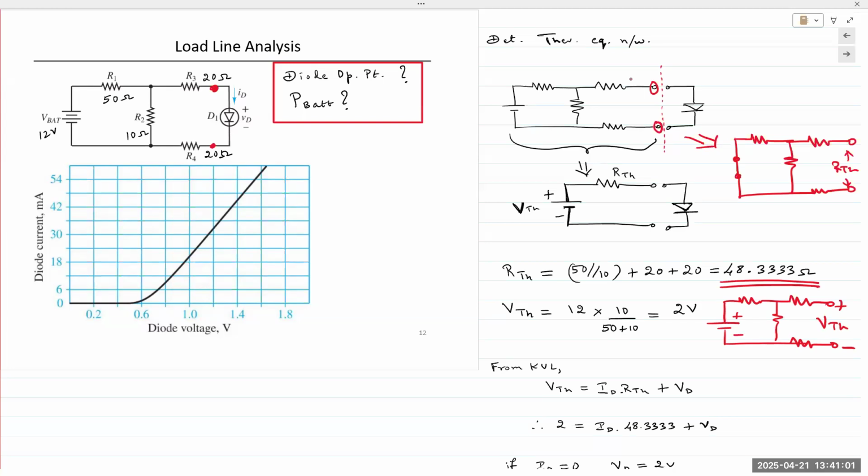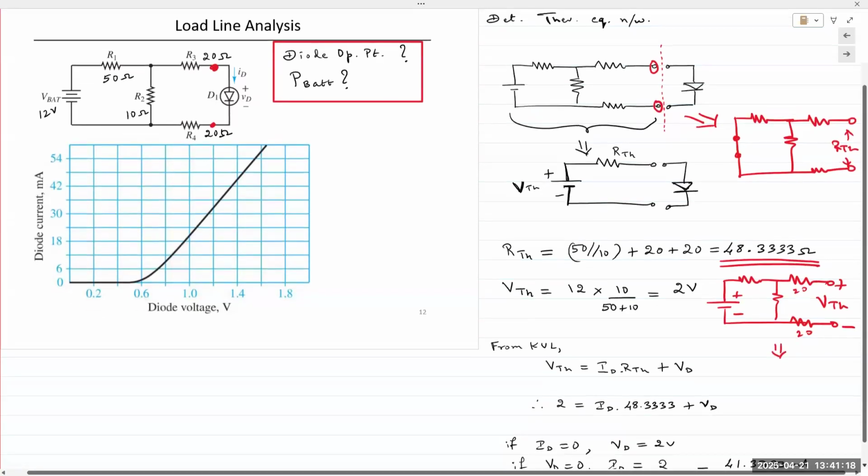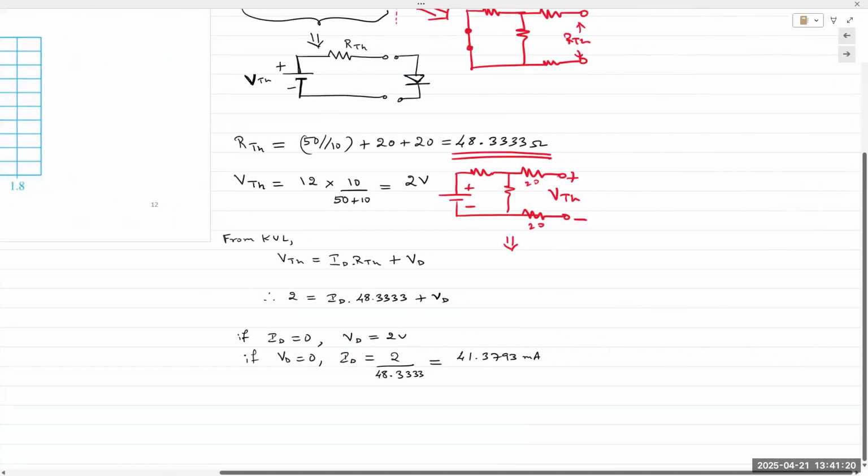So far, so good. Now, the 20 ohm resistors are not connected to anything. If they are not connected to anything at one end, they may as well not be part of the circuit at all. So the circuit actually looks like this. Again, this is only for analysis purposes.